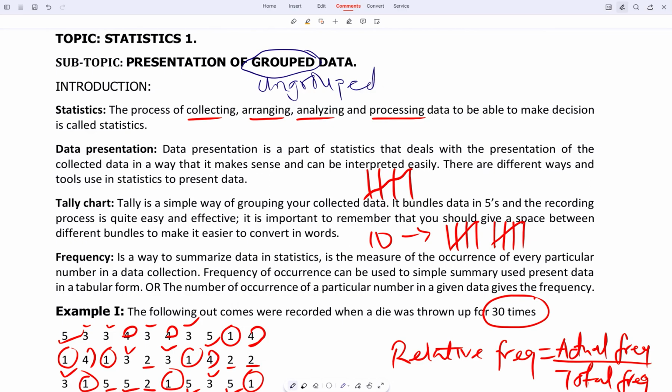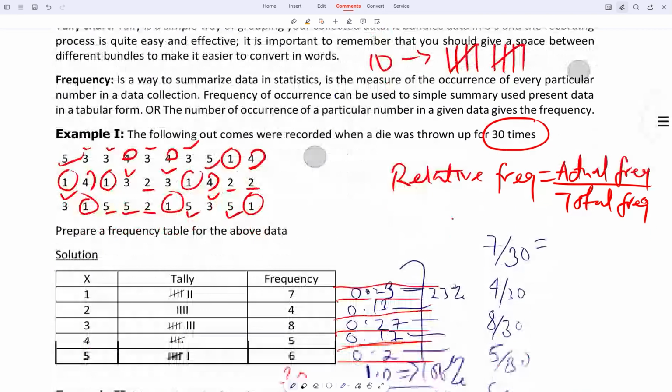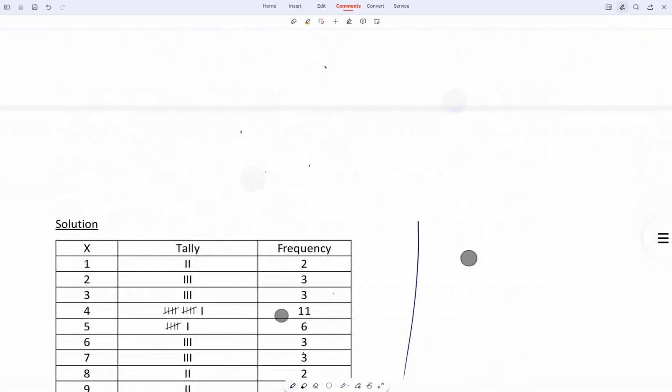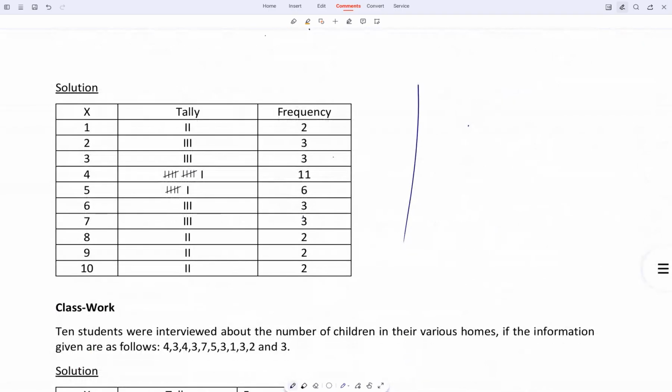When we talk about grouped data, we'll be doing that in the next video. Grouped data are like 1 to 3, 4 to 7, 8 to 10, etc. Those are the ones we call grouped data. But what we are doing here now is ungrouped data.